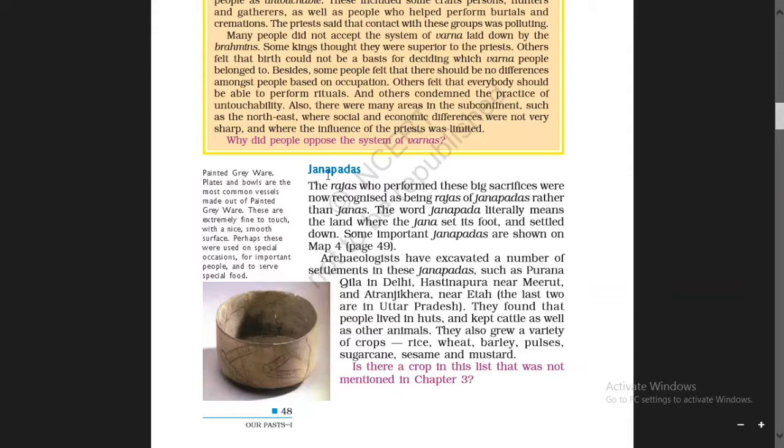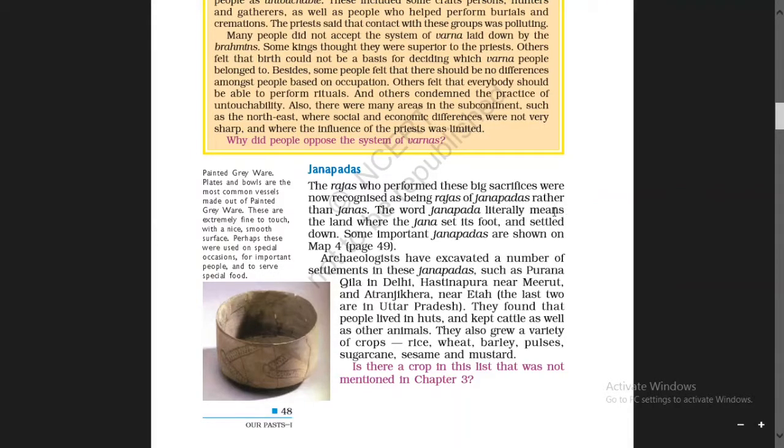Janapadas. The Rajas who performed these big sacrifices were now recognized as being Rajas of Janapadas rather than Janas. Jana means the people or subjects. I already told you. The Rajas or kings who performed these big sacrifices, for example the Ashwamedha sacrifice, were now identified as Rajas of Janapadas rather than Janas.